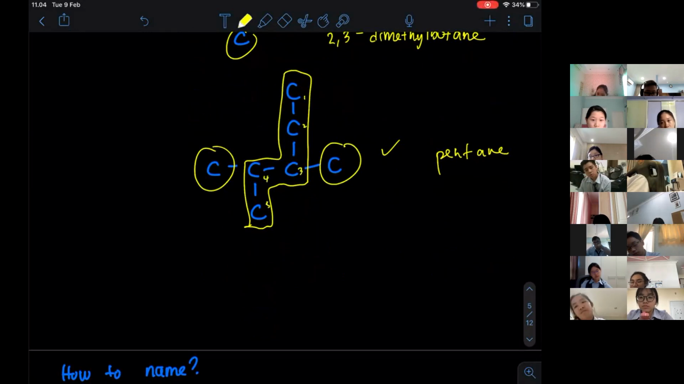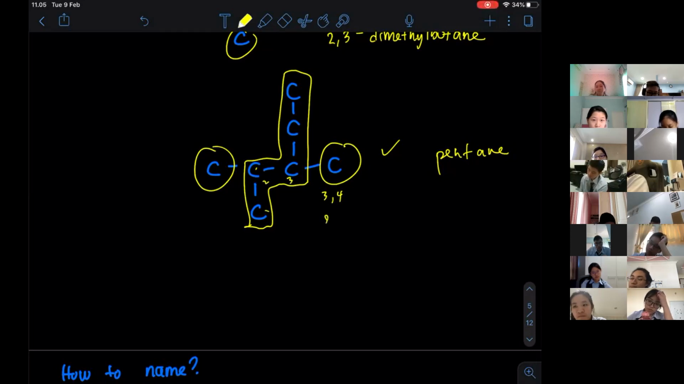You can give the number, but you see, we need to select the smallest number. If I select over here 1, 2, 3, I will have 3 and then 4. If I follow from here 1, 2, 3, I am going to have the combination 2 and 3. Which one is smaller? 2 and 3, not 3 and 4. So I will select 2, 3, and then there are 2 methyl, so dimethyl, straight away pentane.